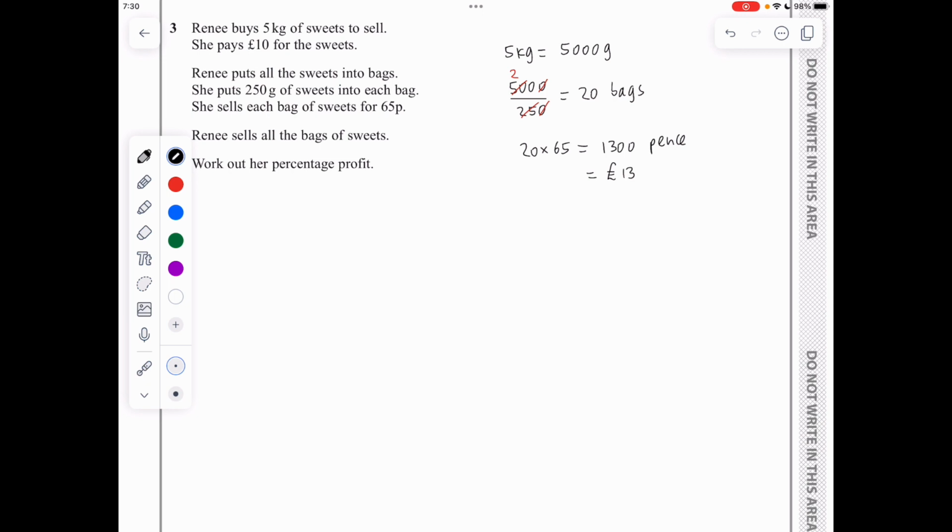In order to calculate the percentage profit, I will do the amount of money we received, so the income, which was 13, divided by 10, which was the amount of money we paid to buy these sweets. We get an answer of 1.3, which I can think of as 1.30. So the multiplying factor to take me from the original amount of money I paid to the amount of money I received is 1.30, which corresponds to a 30% increase, and therefore the profit is 30%.